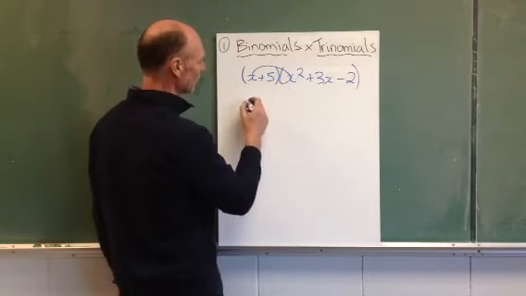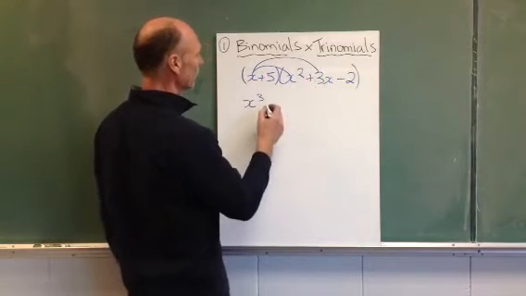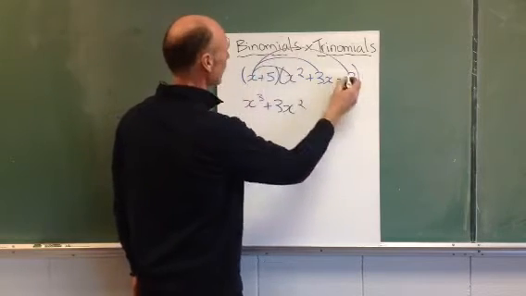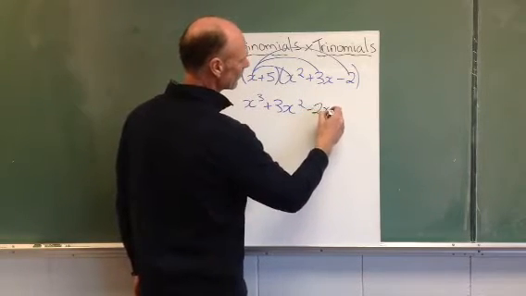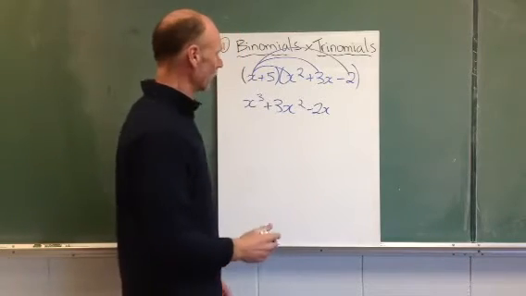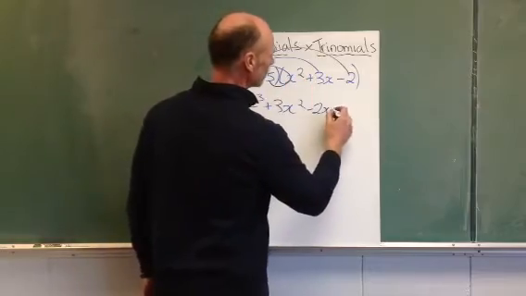X times x squared is x cubed. X times positive 3x is positive 3x squared. And then x times negative 2 is negative 2x. I should have moved that over a little bit, but anyways. Then we're going to go over here, plus 5x squared.